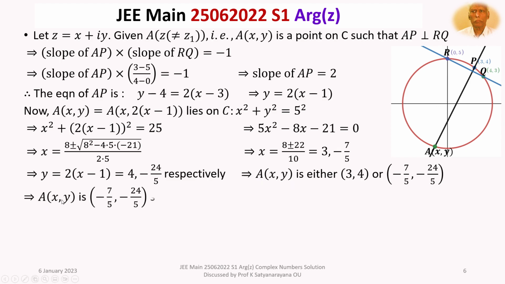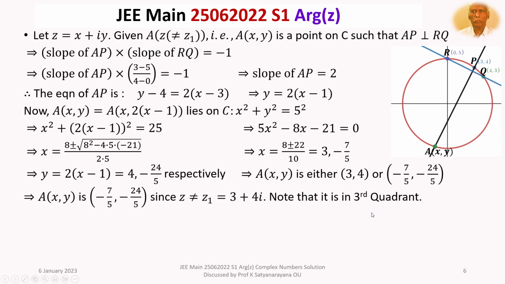Therefore A (x, y) is this only. So A (x, y) is minus 7 by 5 comma minus 24 by 5. Since it is given z not equal to z1, that is 3 plus 4i, that is 3 comma 4, and this is minus 7 by 5 comma minus 24 by 5. It will tell you that it is in the third quadrant, because both abscissa and ordinate are having the negative signs. So it is in the third quadrant.